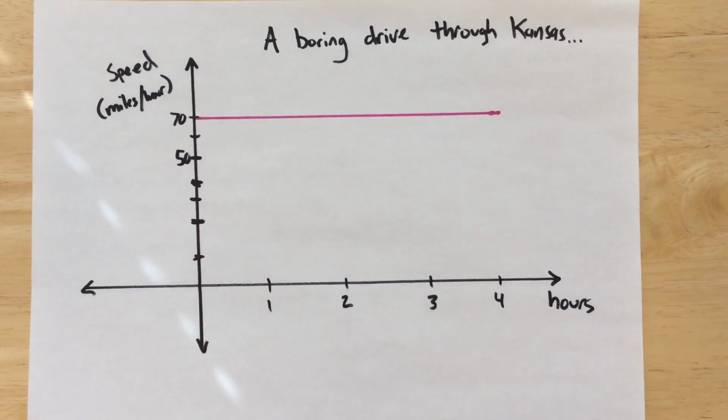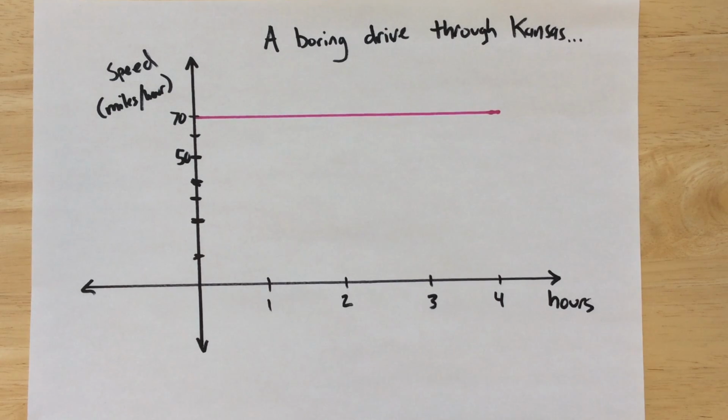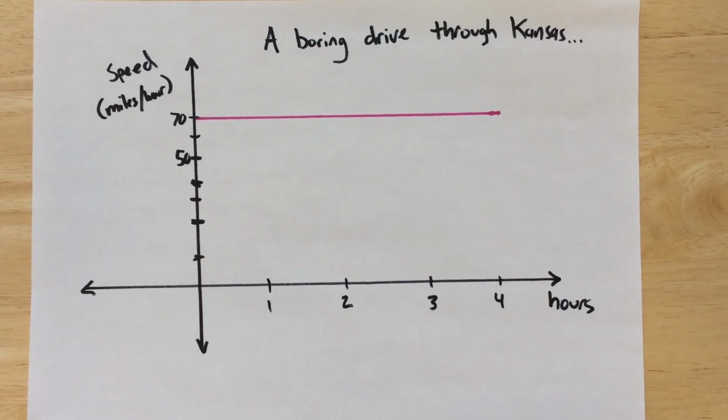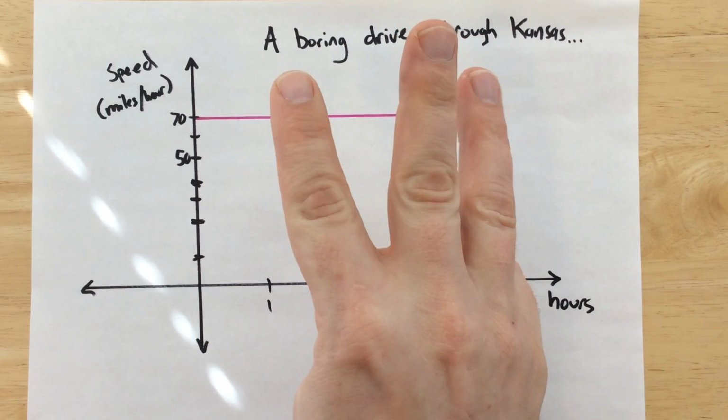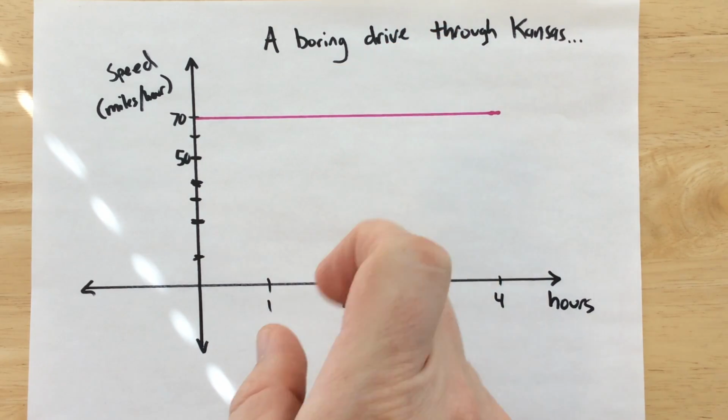The title of this graph is A Boring Drive Through Kansas. I've never actually been to Kansas, but I imagine it's boring to drive through. So this is the graph that I was imagining in my head as I was driving through Kansas. And I would like you, in a moment when I tell you to pause the video, either individually or as a class, to come up with 5 to 10 observations about this graph. And I'll give you a few moments to do that. You can pause the video in 5, 4, 3, 2, 1.